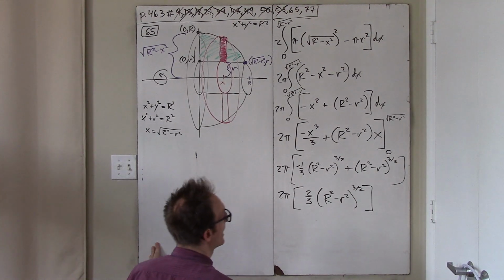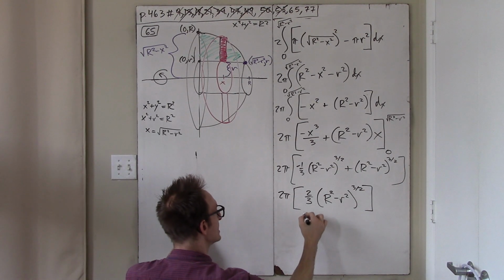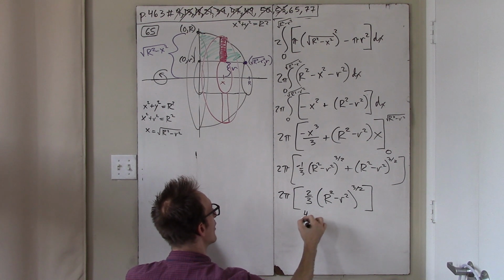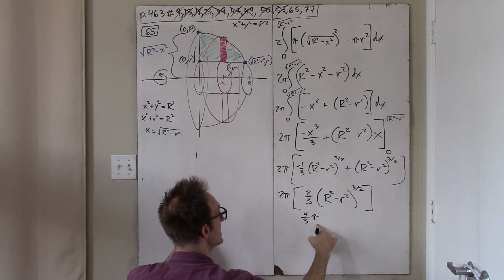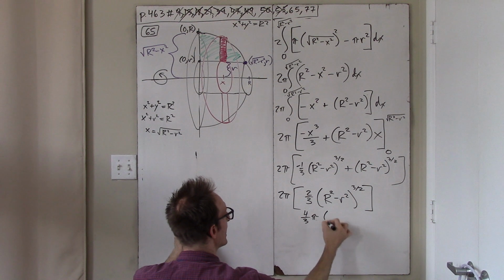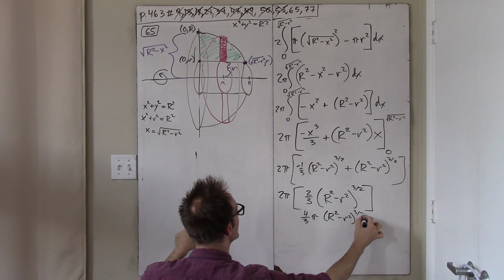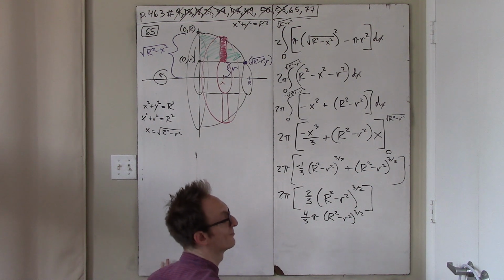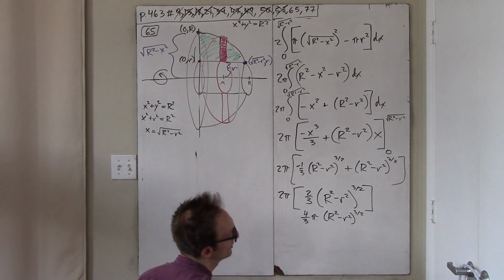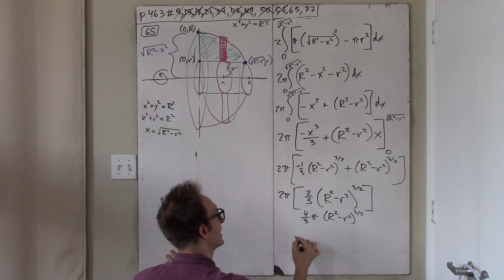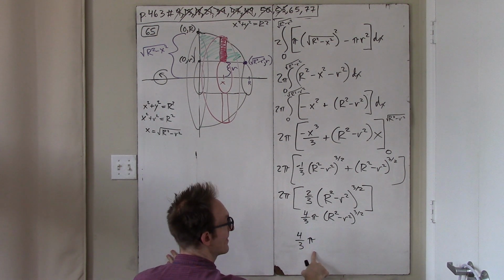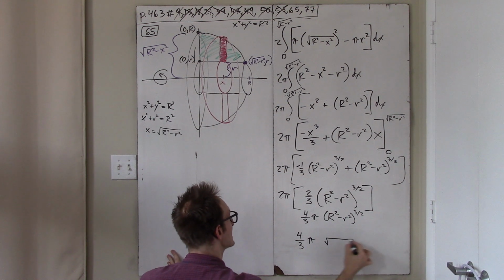Okay, I don't know how you want to write that final answer. You could just write it as 4/3 pi times r squared minus r squared to the 3/2, and that seems fine, and that's just right. If you really want to be cool, you can say that this is 4/3 pi, and then it's something cubed. What is that something cubed?